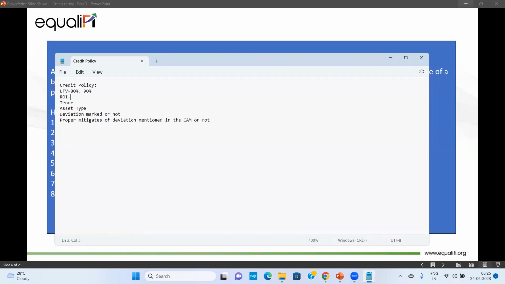Next is ROI, which is basically risk-based pricing, which is, suppose, mentioned as 13%, whereas in actual, you have given approval for 11%. Then again the question comes, what is the mitigate? Tenor: why is tenor very important? Can you tell me, especially when you are into asset financing, tenor becomes extremely important. Your loan tenor, whether it is 3 years, 4 years, 5 years, why is this so?